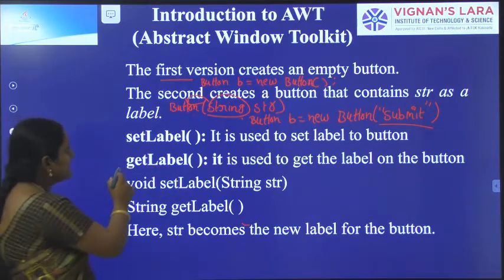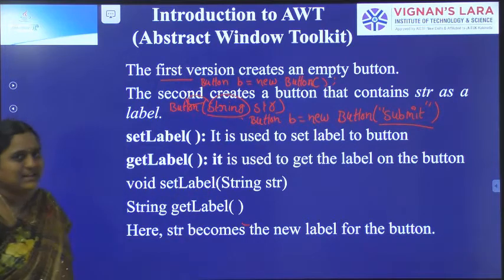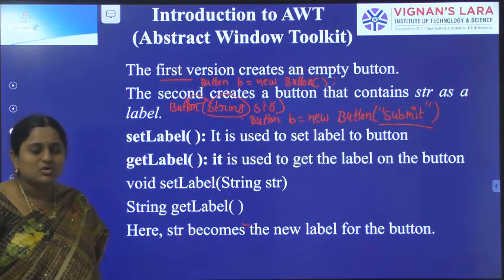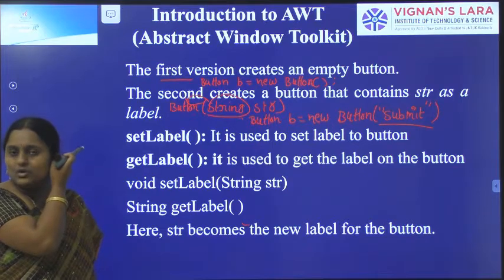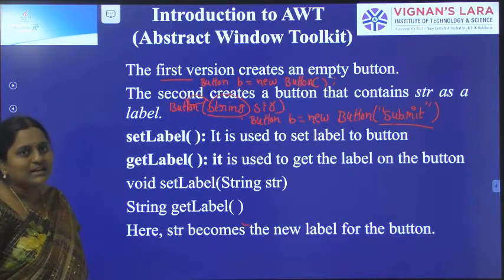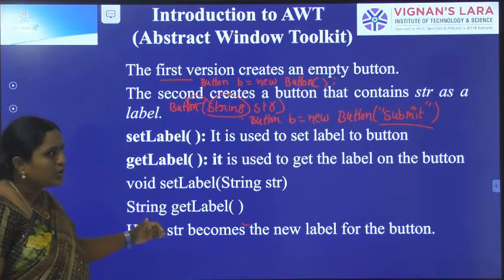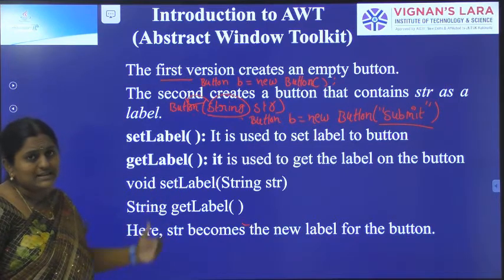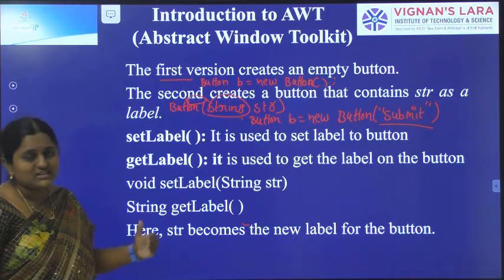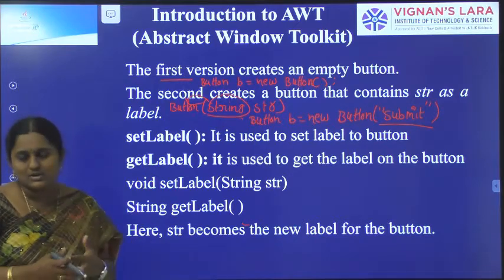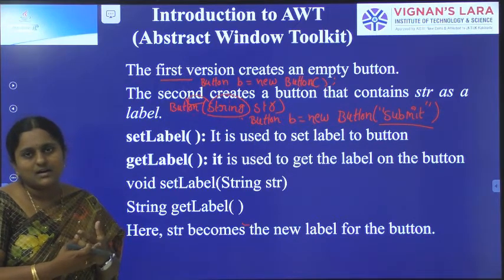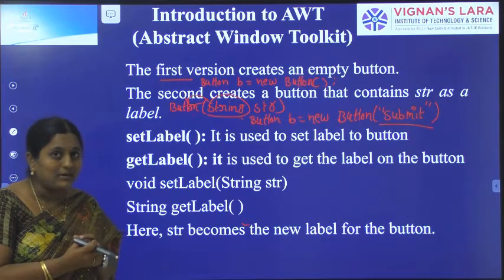Suppose I am using setLabel on a button that already exists, and I want to change Submit to some other label. Then we set the label of the button by using the setLabel method. Sometimes we want to know the label name. In those situations, the getLabel method helps us find the button's label name.